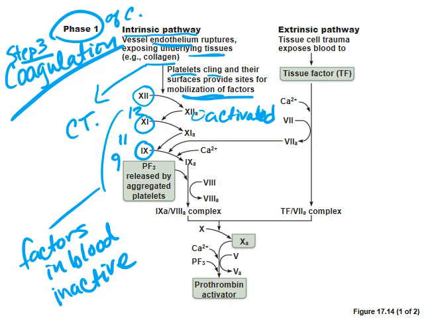What's the end goal? If I do the intrinsic pathway, I have this cascade effect of clotting factors, but my ultimate goal is to make this, which is prothrombin activator.